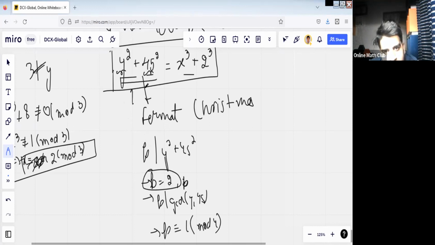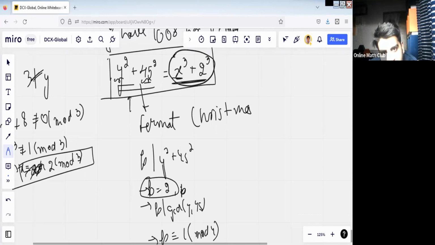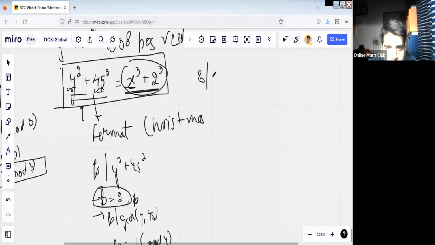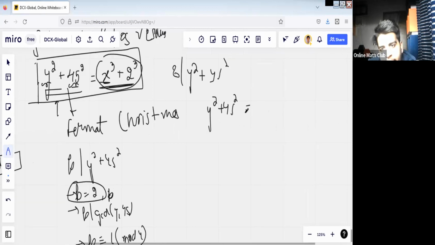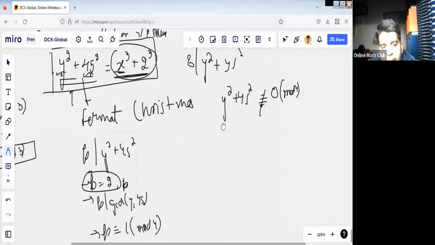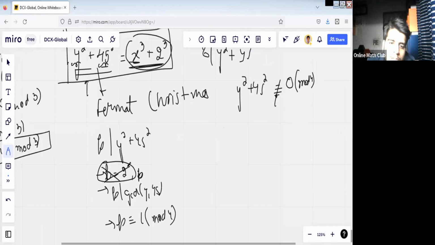Yes. So if 2 divides this, then 8 should also divide this, because 2 divides this thing. This means x should be even, which means this has v2 of at least 3. So 8 should divide y square plus 45 square. But you can check y square plus 45 square is never 0 mod 4. So that is not possible. So p cannot be 2.